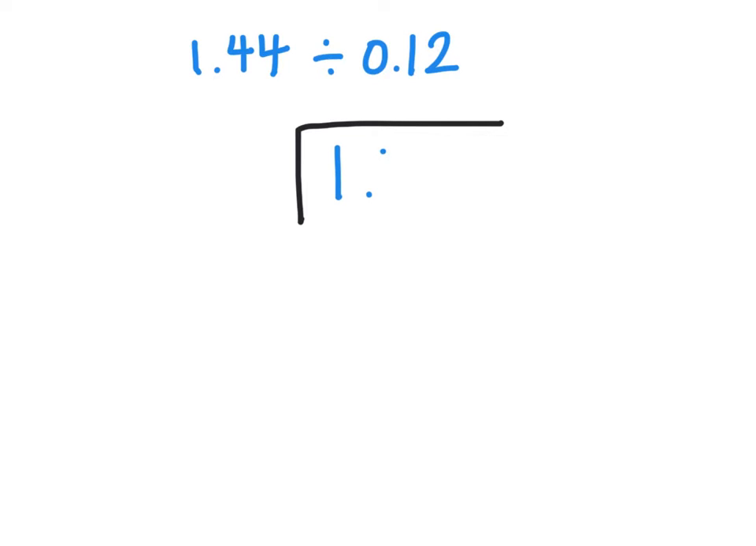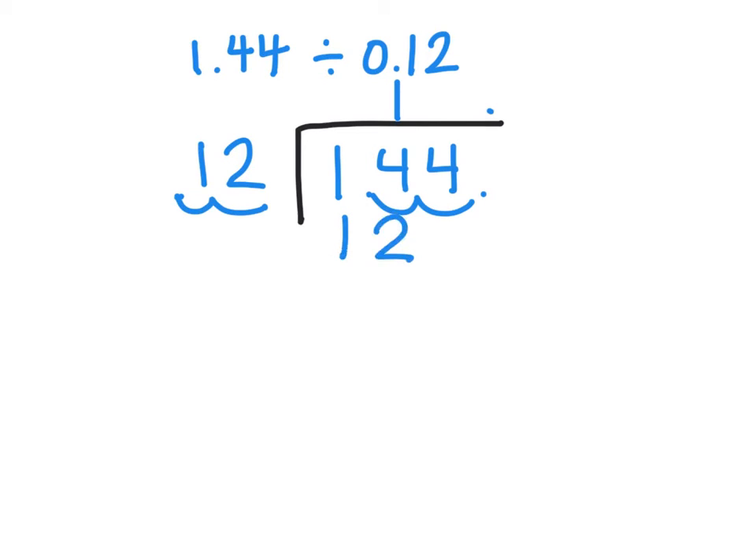Alright, 1 and 44 hundredths should go in the house, 12 hundredths outside of the house. And the decimal point should be moved 2 places to the right. And then place your decimal point in your quotient. Okay, did you do that correctly? Good. Alright, so now let's divide 12 into 144. You can pause your video and then restart it to check your answer.